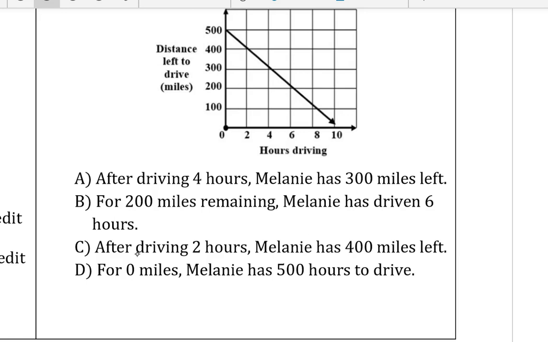Well, that's just reading the graph wrong, right? Because this is our distance. She would have 500 miles at 0 hours. At 0 miles, she'd have only 10 hours left. So it's choice D.